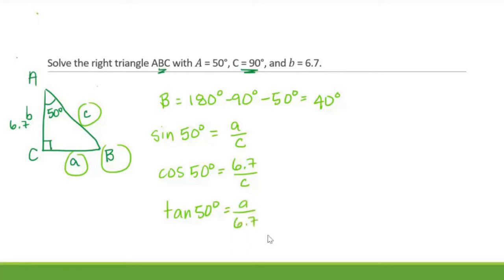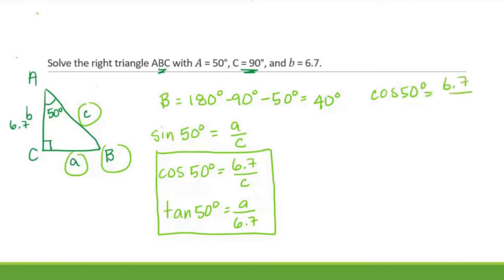Now you can see that two of these are going to be useful for solving for an unknown. Unfortunately, the sine has two unknown sides, so instead I'm going to use cosine and tangent. So let's start with cosine of 50 degrees is equal to 6.7 over C. Our unknown is C. It's hiding there in the denominator, so our first job is to remove it from the denominator. If I want to eliminate it from the denominator on the right-hand side, I multiply both sides by C. That gives me C times the cosine of 50 degrees is equal to 6.7.